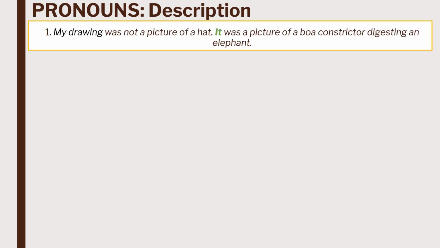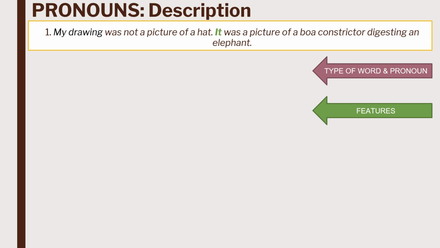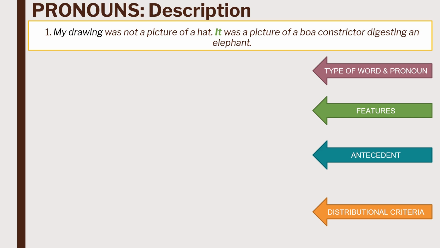Let's start with the first sentence, where the pronoun it is presented. Remember that firstly, the type of word and type of pronoun it is has to be included. Next, its features. Thirdly, its antecedent, that is, the DP in the discourse it refers to. And finally, its distributional criteria, that is, the position the pronoun occupies in this particular sentence.